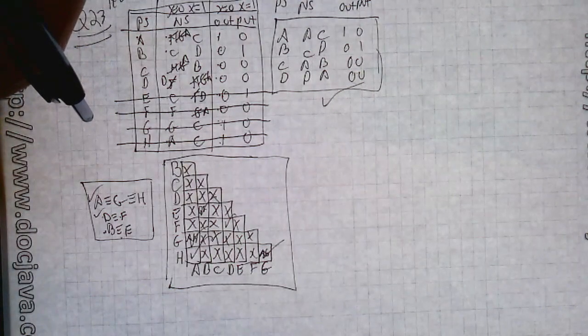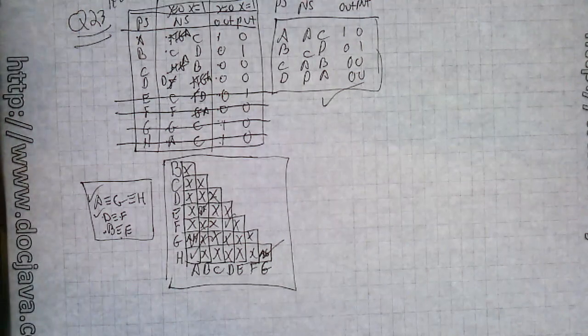Number 26. Number 26, I'm convinced we did this also, but we can try it again. Why not? Let's see what we can do with number 26. First thing you want to do is convert the diagram into a table. That's not particularly easy. Let's see if we can do it.